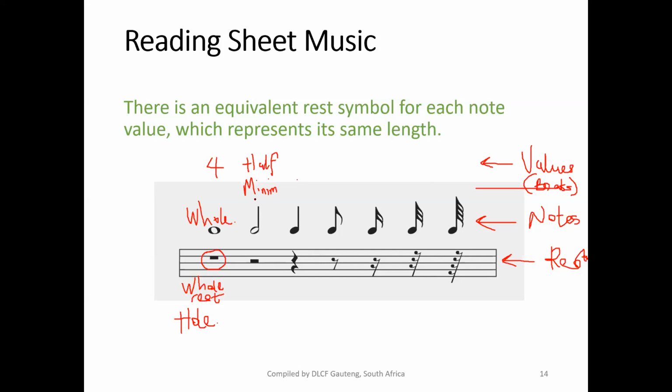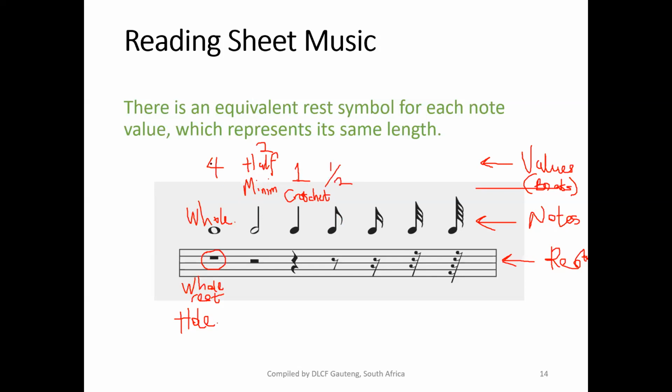It's a bit squiggly here. The value of a half note, or minim, is 2. And a crotchet is 1. That's a crotchet. And this note is 1/2 because it's half.